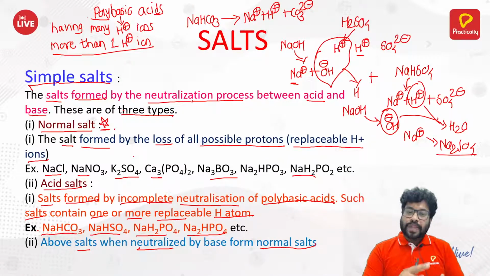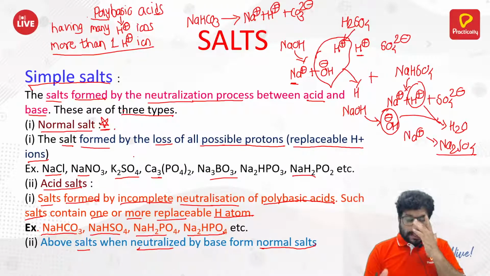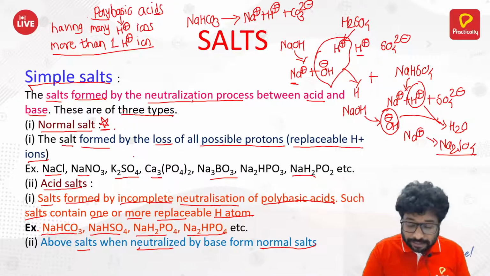Secondly, let me tell you one more thing. The pH of a normal salt is 7. I would say the acidity or basicity of a normal salt is 0. Normal salt solutions are neutral. Acidic salt solutions are acidic. That is why we call them acidic salts, right?